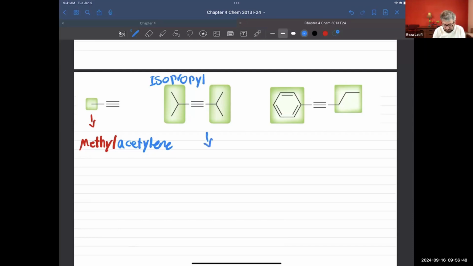So if I want to name this compound, I'm going to say this is diisopropyl, and it is attached to acetylene. So it will be diisopropyl acetylene.